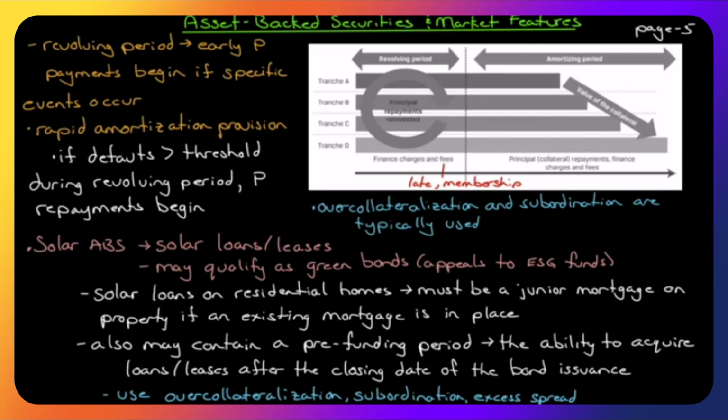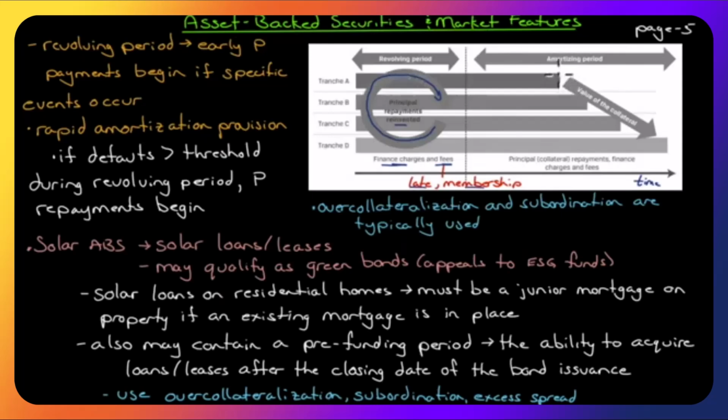Okay, let's look at the diagram here to look at the structure of an ABS with a revolving period, and credit card loans are a great example to use here. There may be some period of time when principal repayments are simply reinvested, this arrow is a round circle, to keep the principal pool constant. And all the finance charges and fees for credit cards, you have late fees and membership fees, are passed through to the bondholders. Then at some point in time, principal begins. This is the amount of time down here.